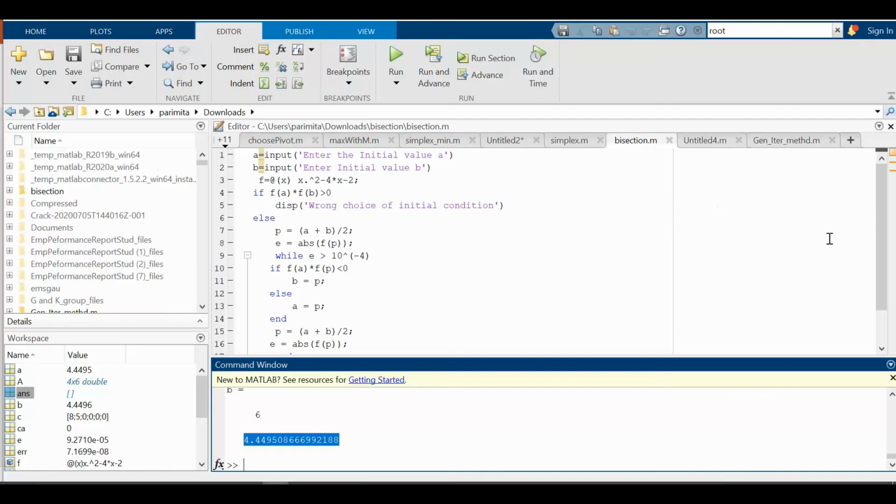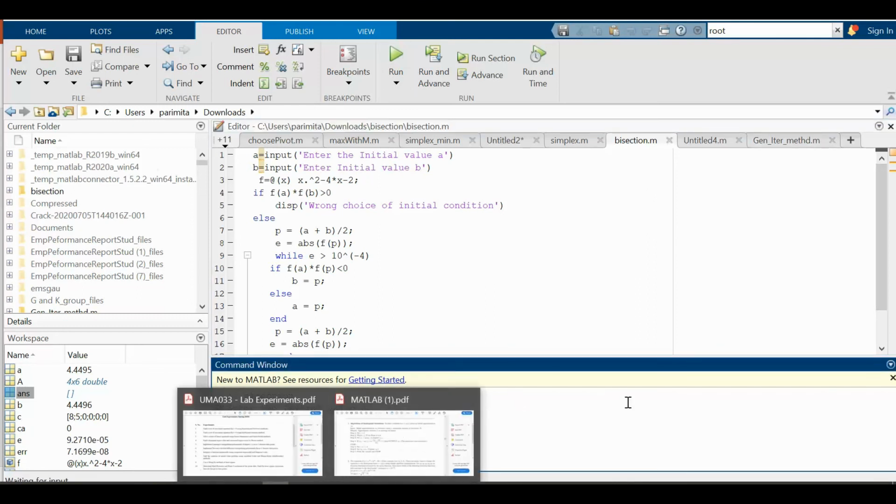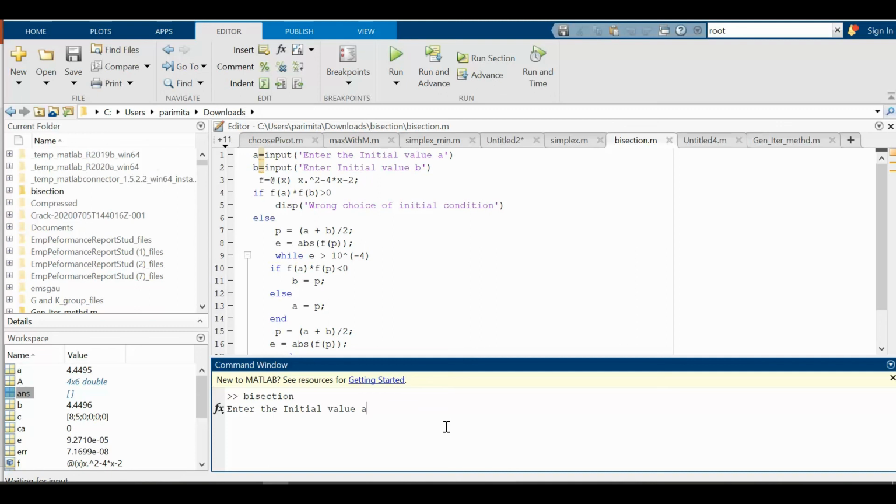I pasted the code in MATLAB, and then I ran this. It is asking to enter the value of A. So I put 0. Then it is asking to enter the value of B. So I'll put 6. Then you can see that it is giving the desired result. Bisection method is clear.